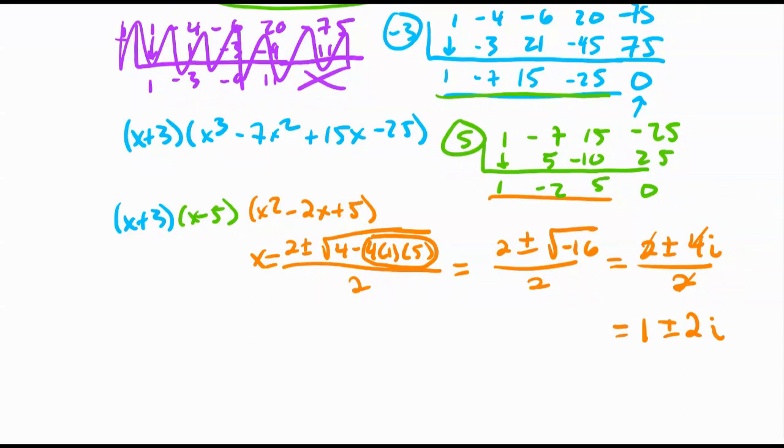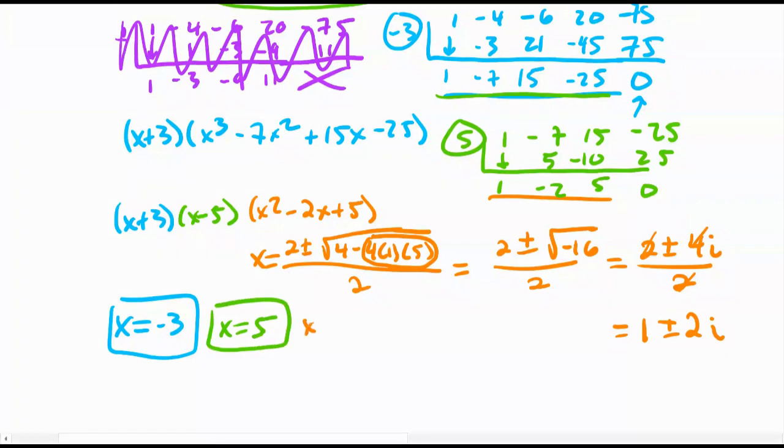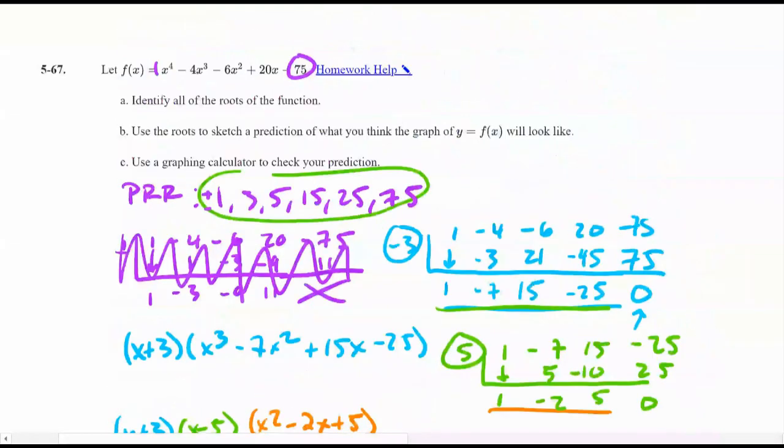So my solutions for this one are x equals -3, x equals 5, and x equals 1 plus or minus 2i. There are my 4 solutions for this equation.